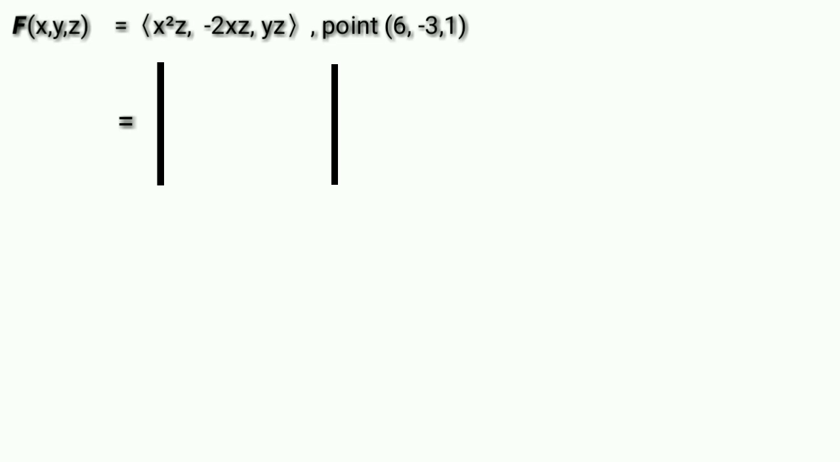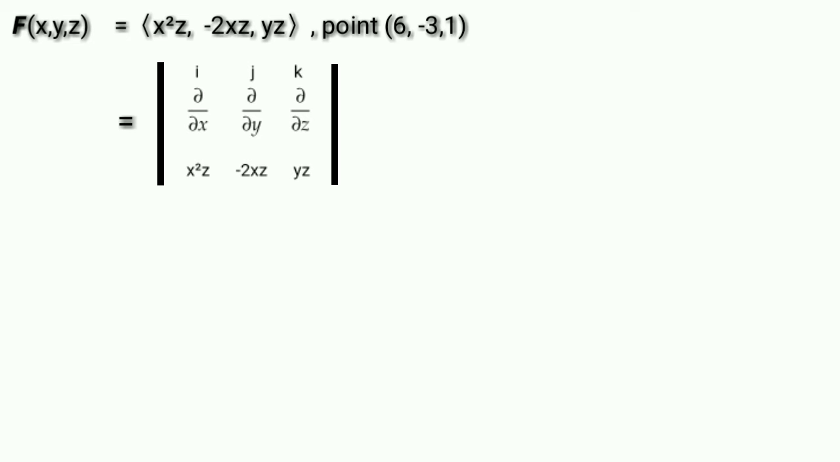So the first row will be i, j, and k. The second row will be the partial derivative operators with respect to x, y, and z. And the third row will be the components of the vector field f. So I'll have x squared z, negative 2xz, and yz. To evaluate this, we'll use the cofactor expansion method.